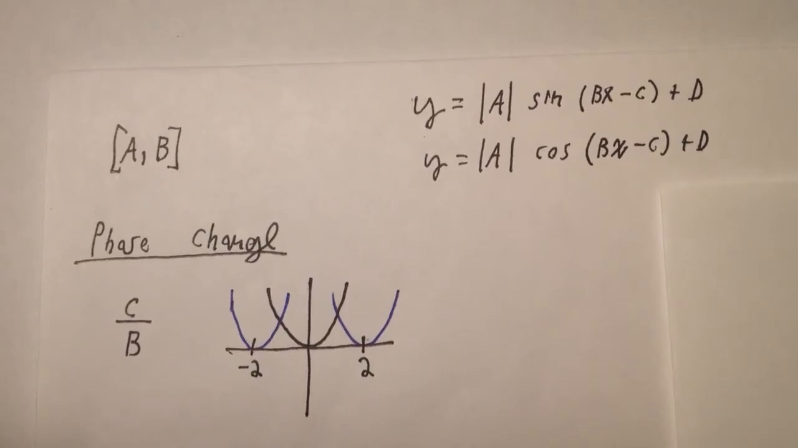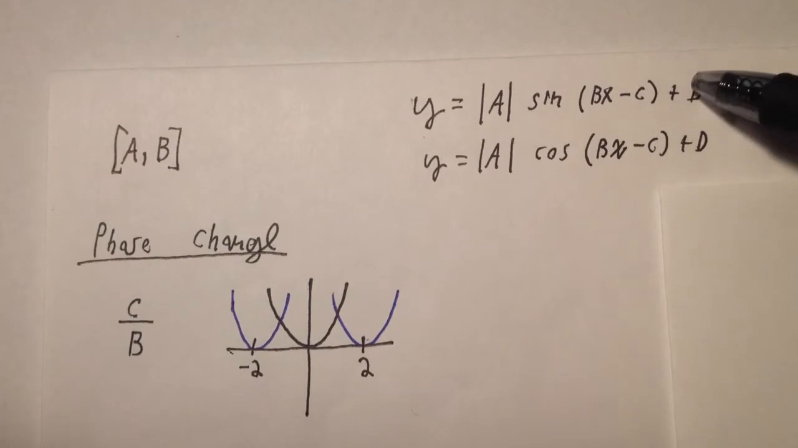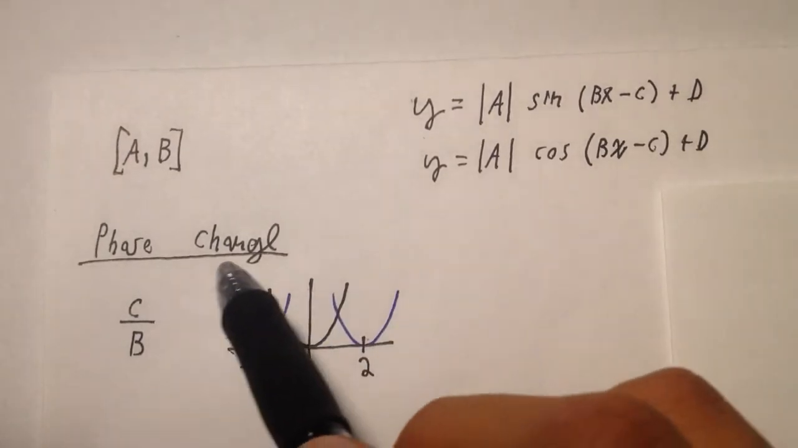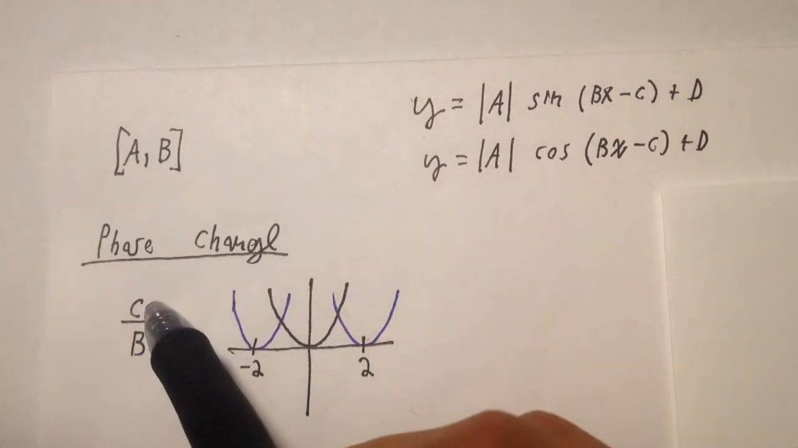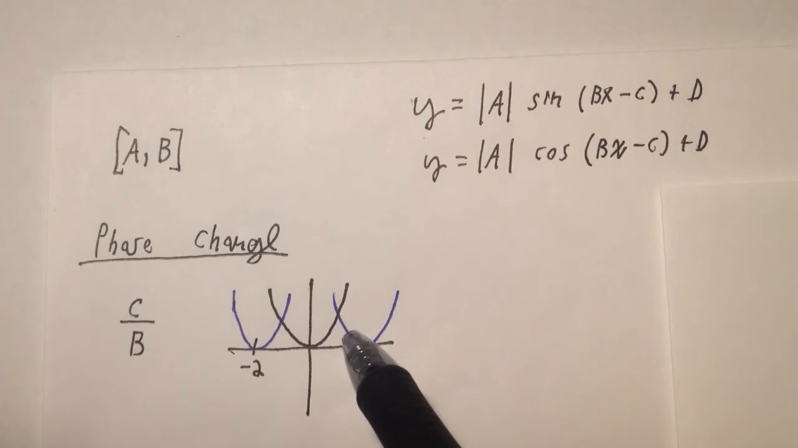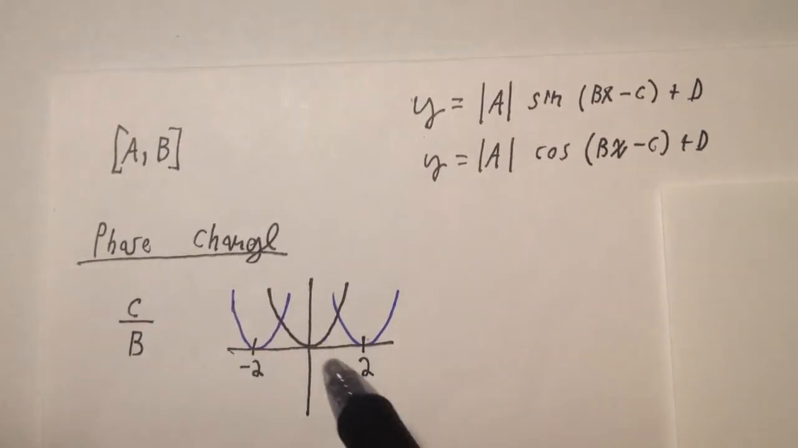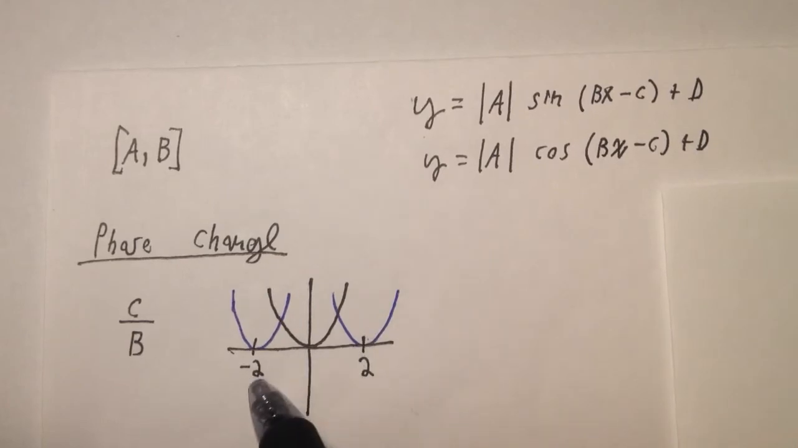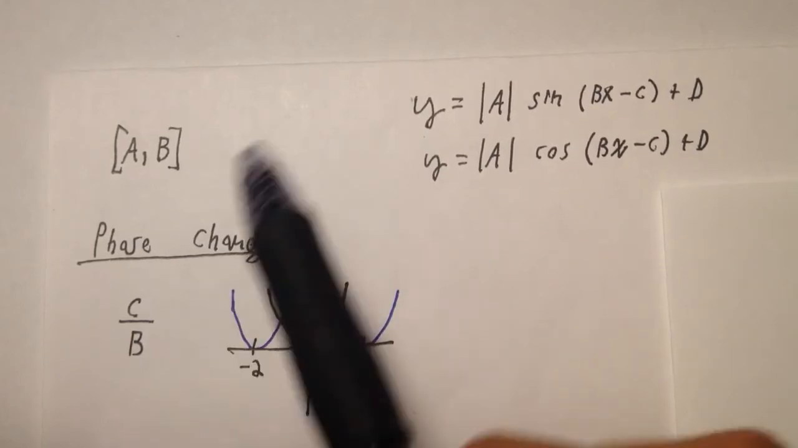So some quick things to note before you start watching my videos on graphing trig functions. If I have my general structure for a trig function here, I'm going to find that the phase change is going to be c over b, and that's simply shifting my graph to the left or to the right. So if my phase change is positive 2, I'm going to shift my graph to the right 2, or if it's negative 2, I'm going to shift it to the left 2.